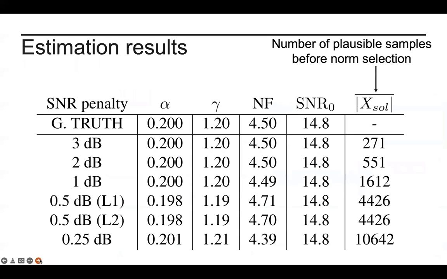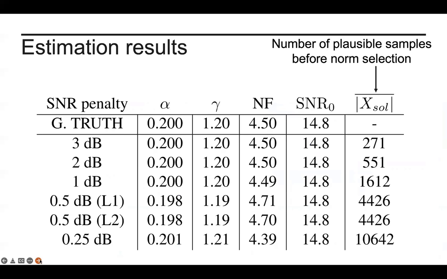So our estimation results are summarized here in this table. So we found that for SNR penalties of 3 dB and 2 dB, we got a perfect estimation of the parameters to 3 significant figures. And for 1 dB, we got a near perfect estimation. However, we're unable to get a perfect estimation for 0.5 or 0.25 dB.